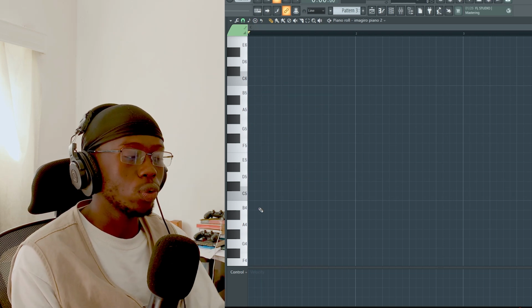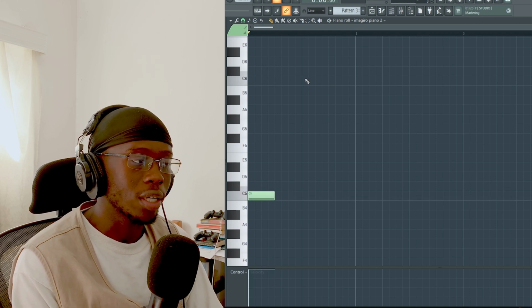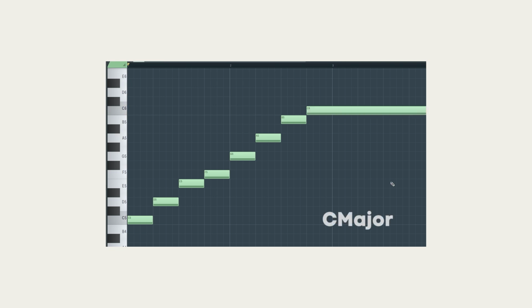Another way to do it is to just use all the white notes starting from C to C in the next octave. We're going to have C, and then we go to D, and then E, F, G, A, B, then back to C. So now we have a C major scale.